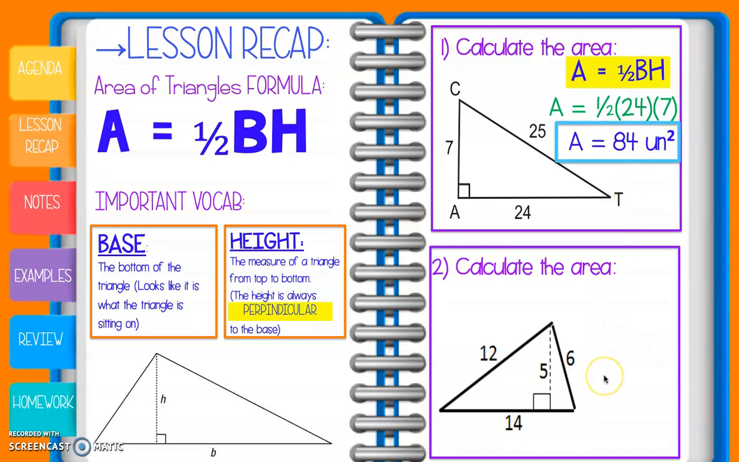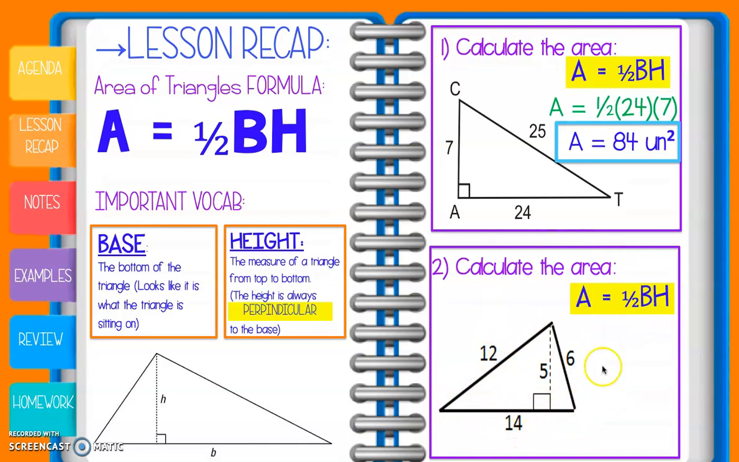Okay, so let's try it with a triangle that is not a right triangle. Again, I see it's a triangle, so the very first thing I'm going to do is write my area formula. So the area formula for a triangle is area equals 1/2 of the base times the height. So now we're going to substitute our side lengths. Looking at our triangle here, 14 is my base. It's what my triangle is sitting on.